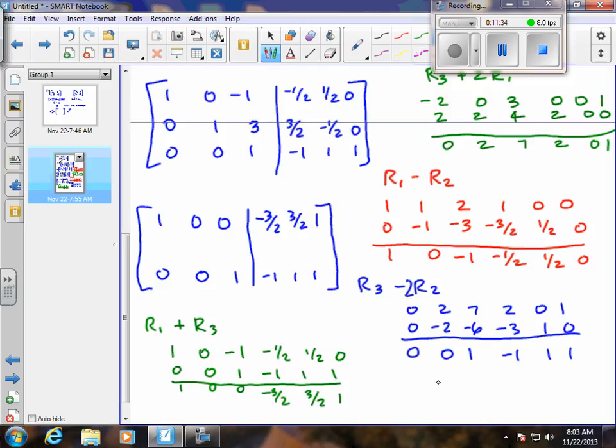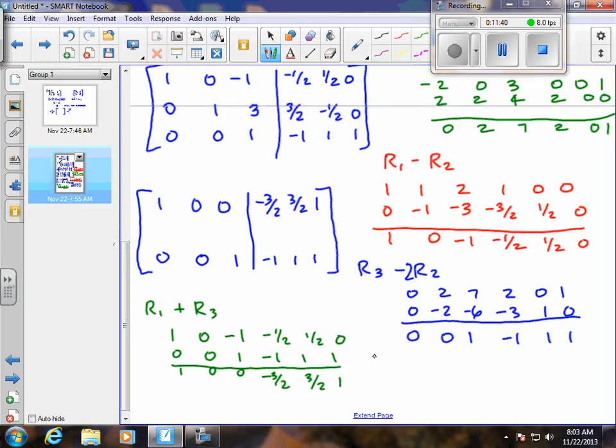And then my last step is to change the 3 to a 0. So I want to take row 2 and subtract 3 row 1. Oh, thank you. I need to work with row 3. So I take row 2 and subtract 3 row 3.